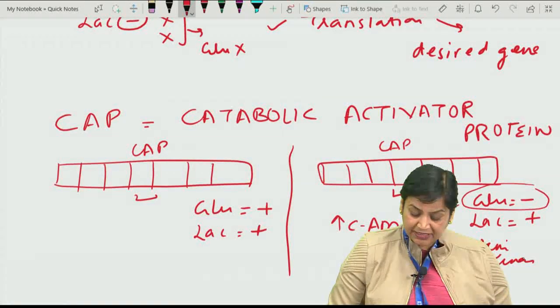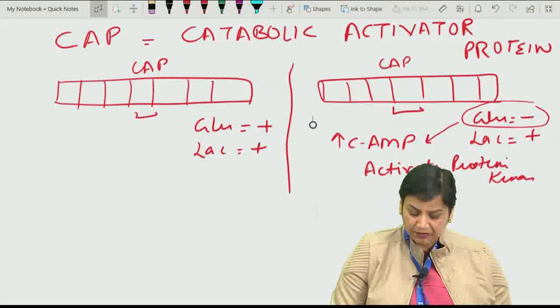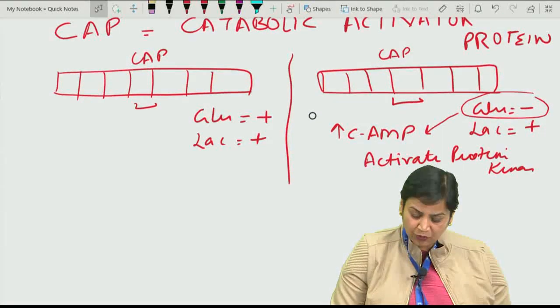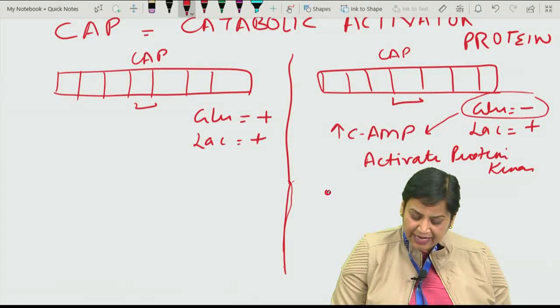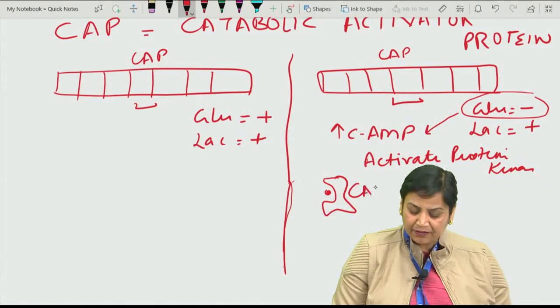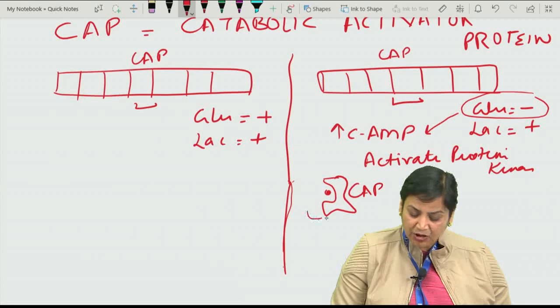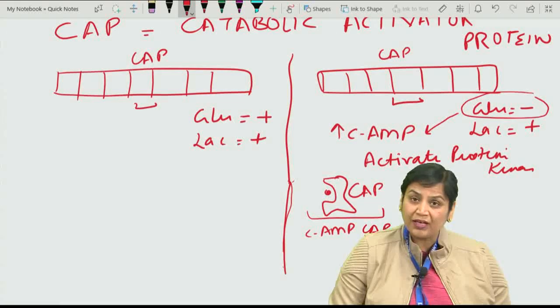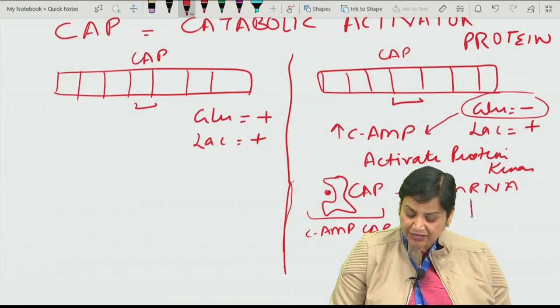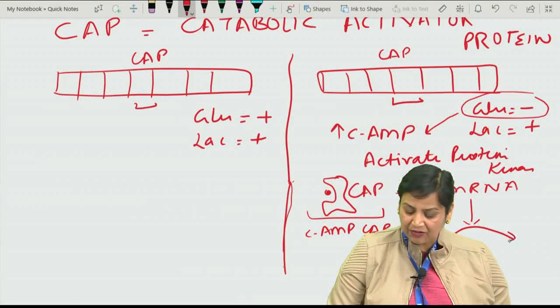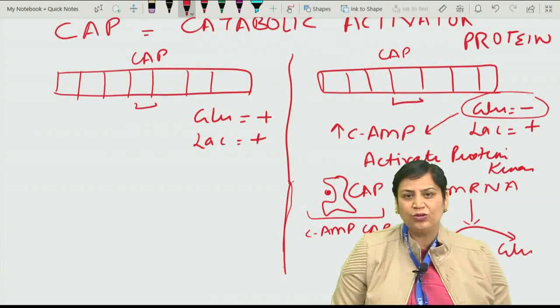So whenever there is decreased concentration of glucose, this cyclic AMP will be released. This cyclic AMP is going to combine with this CAP. When this complex of cyclic AMP and catabolic activator protein is produced, automatically messenger RNA is now free to transcribe, and obviously there will be transcription, translation, and glucose will be given to E. coli.